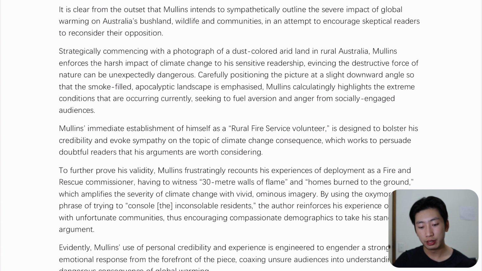So continuing on, strategically commencing with a photograph of a dust-coloured arid land in rural Australia, Mullins enforces the harsh impact of climate change to his sensitive readership, evincing the destructive force of nature can be unexpectedly dangerous. Awesome. So again, the strategically commencing shows the position of the argument, and this is a great example of how, what, why as well. So it follows the structure quite nicely, and especially the why part, which is all of this.